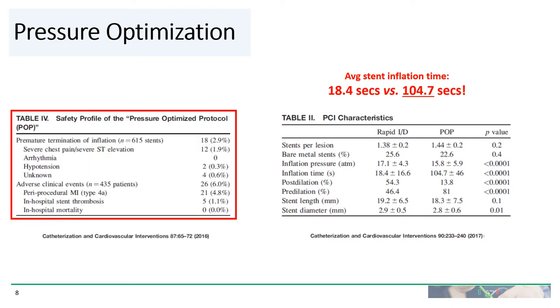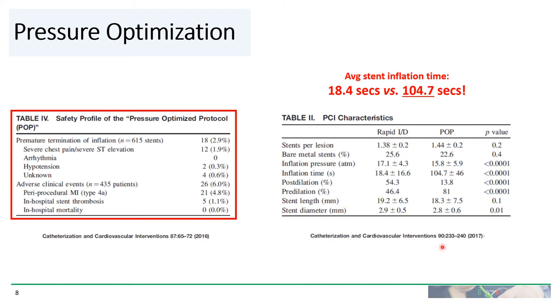Now, with the markedly increased balloon inflation time of the pressure optimization protocol, about 2.9% of patients required premature termination of inflation, and the majority of those was due, as expected, to severe chest pain or severe ST elevations. There were some adverse clinical events, including 21 cases of periprocedural type 4A MI, 4.8% of the study, of the 2016 study. Again, presumably due to the long balloon inflations.